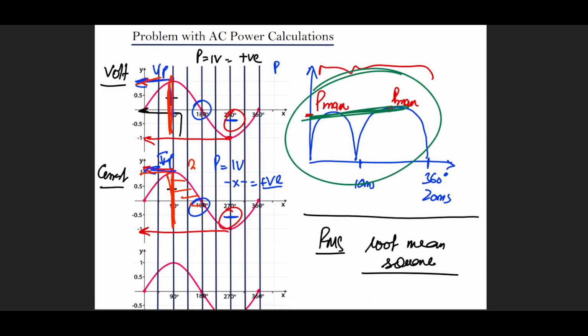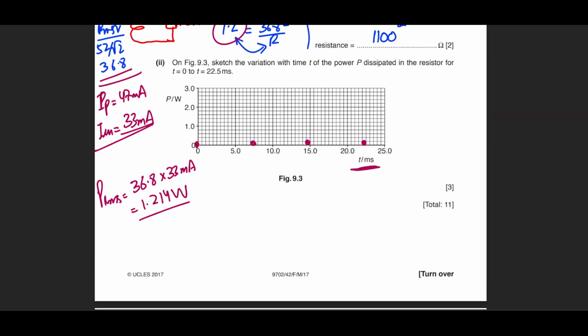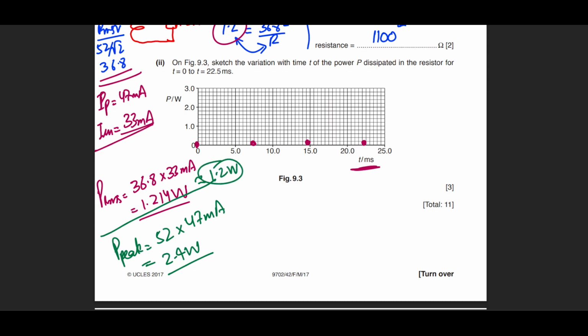So this is my peak power, using the peak value of voltage and the peak value of current. And this is my RMS power, and the RMS power would be a bit less than that. Let's find out the peak power by multiplying peak voltage 52 and peak current, which is 47 milliamperes. You'll notice something that we've already done. So 52 multiplied by 47 milliamperes, I'm doing this extensively so you can understand the concept properly. This comes out as 2.4 watts. So let's round this off to 1.2 watts, and this is 2.4 watts.